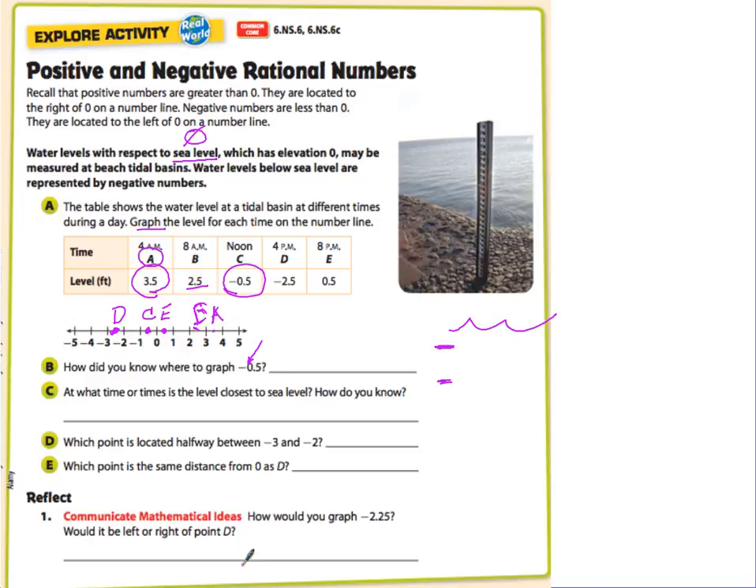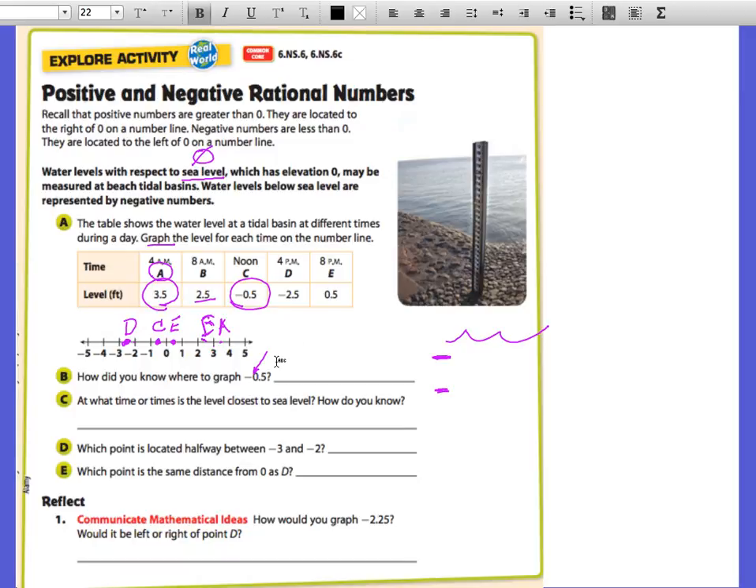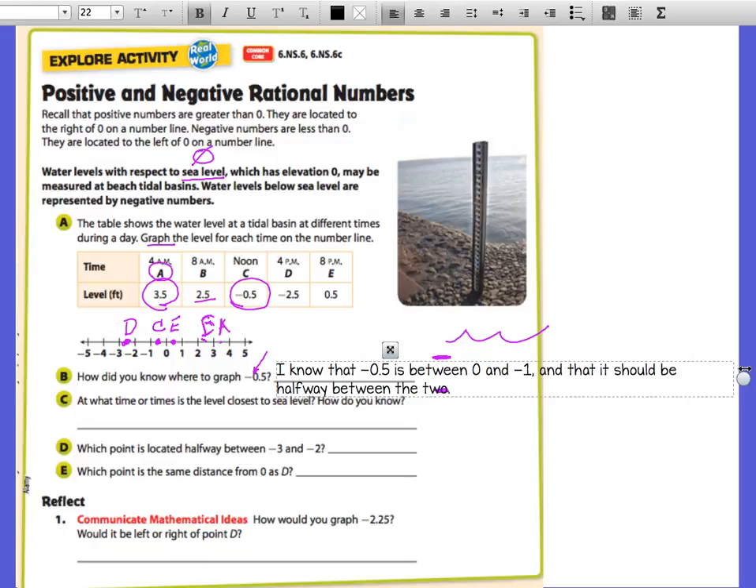So I'm actually going to type that so it doesn't take forever. Negative one half is between 0 and -1, and that since it's half, it should be halfway between the two.